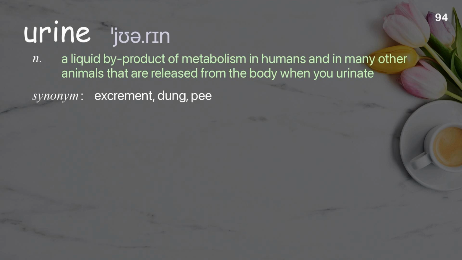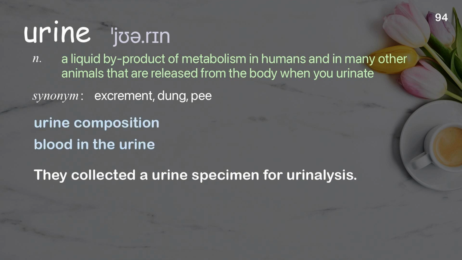Urine. A liquid byproduct of metabolism in humans and in many other animals that is released from the body when you urinate. Examples: Urine composition. Blood in the urine. They collected a urine specimen for urinalysis.